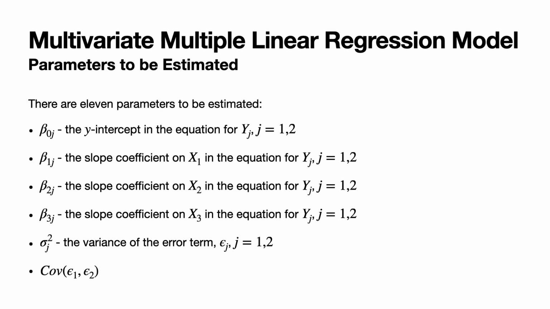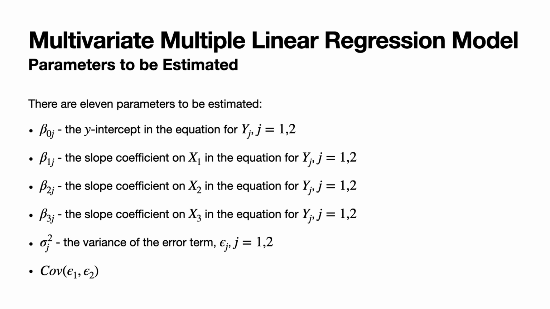Now, like we said, based on the path diagram, we identified 11 different parameters that need to be estimated in fitting the model. We have beta 0j, the two y-intercepts for the equation for the jth response, j going from 1 to 2. We have two slope coefficients on x1, one for each of the two response equations. We have two slope coefficients on x2, one for each of the two responses, y1 and y2. We have two slope coefficients on x3, beta 3,1 for the equation for y1 and beta 3,2 for the equation for y2.